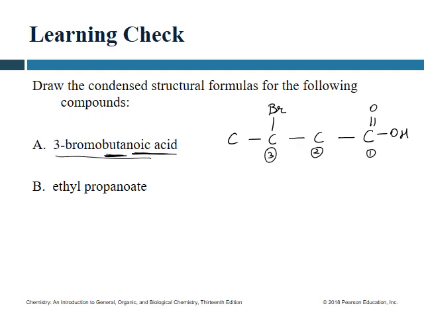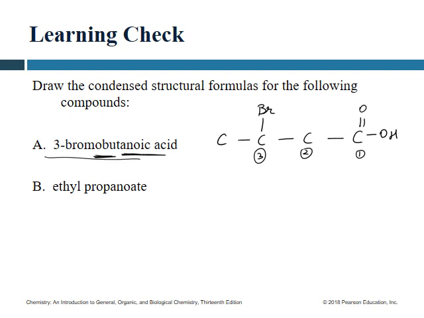Now I fill in the hydrogens. So this carbon, 1, 2, 3, 4, already has 4 bonds, no more. So this would be 3-bromo. Next we are filling the hydrogen, so no hydrogen. This carbon has 2, so needs 2 more. This carbon has 3 already, so needs 1 more. This carbon has 1, so needs 3 more. Perfect. So that is 3-bromobutanoic acid.